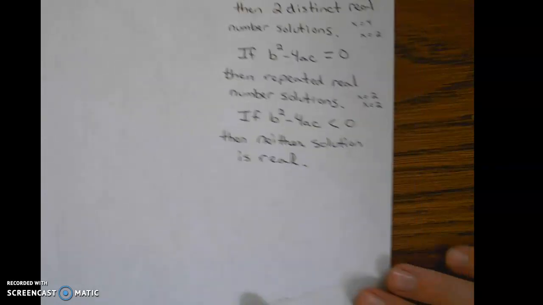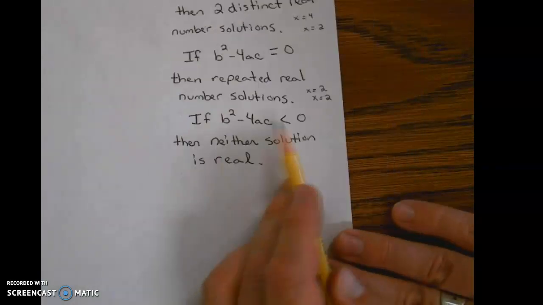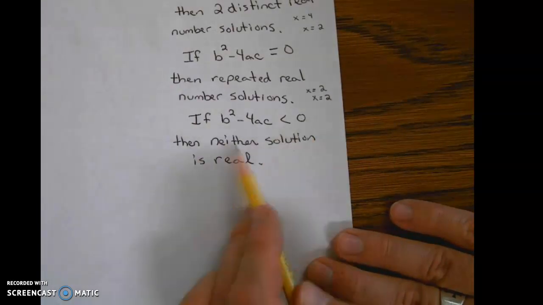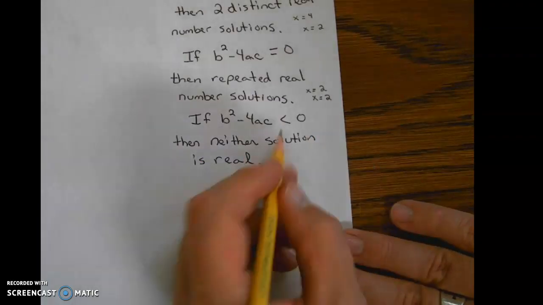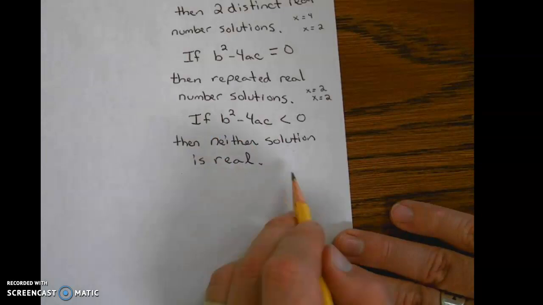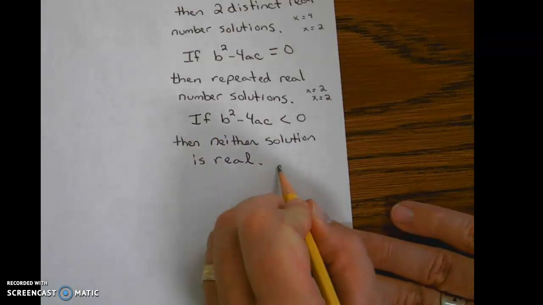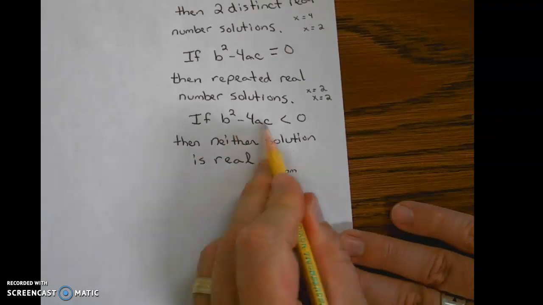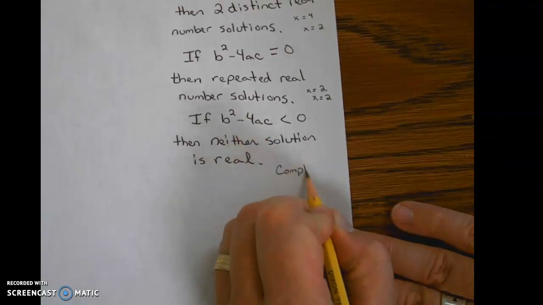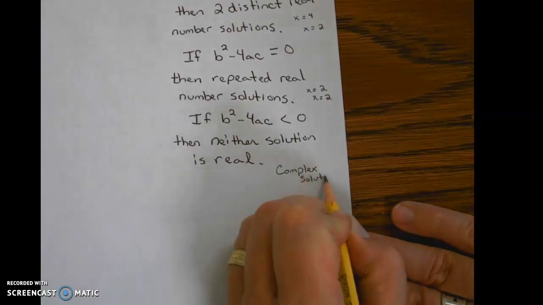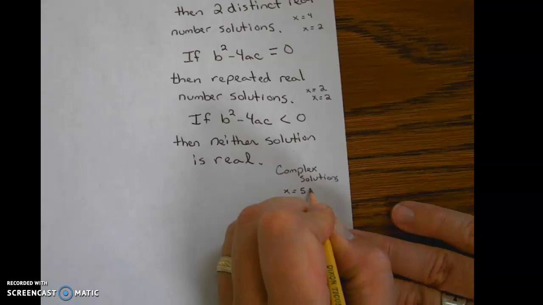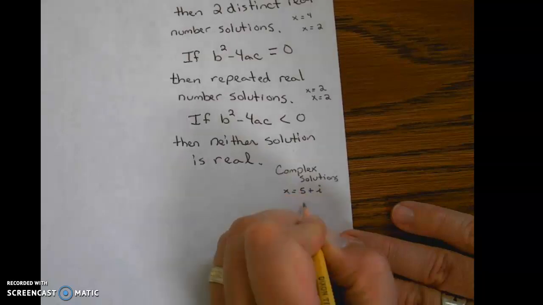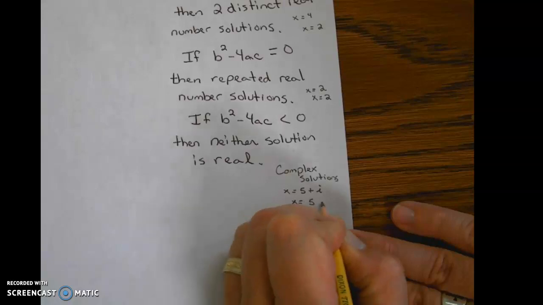And then finally, if the discriminant is less than 0, then neither of the two solutions are real. So that would take us to a complex number. Since the discriminant would be negative, we would have a complex solution, or complex solutions, if you will. So for example, maybe you would have 5 plus i and 5 minus i.